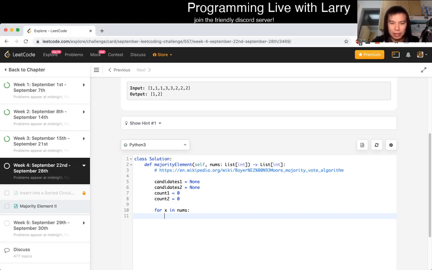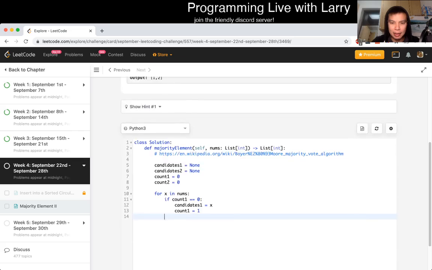So if count 1 is equal to 0, then we want to assign candidate 1 to x, and then count 1 is equal to 1. This is just similar to the original Boyer-Moore majority algorithm. I'm just writing it out and then visualizing what that means, trying to figure out what the invariant could be.